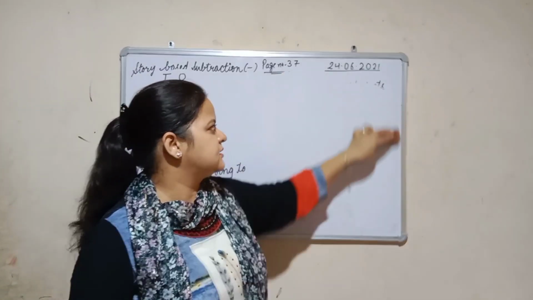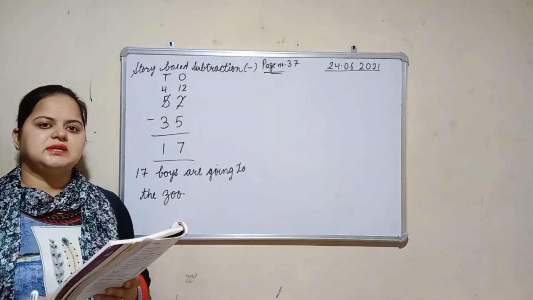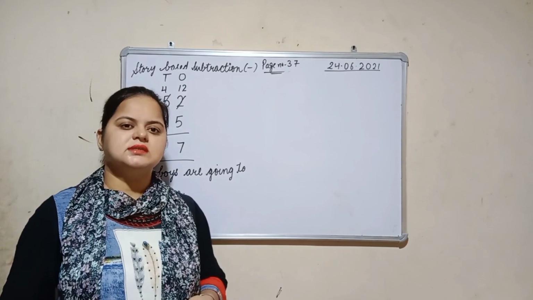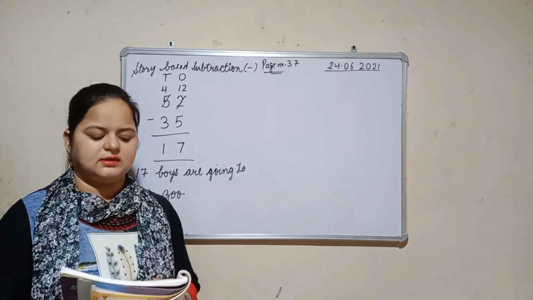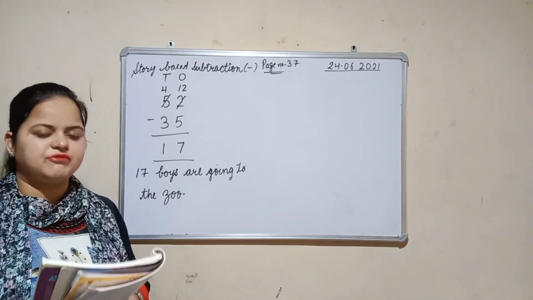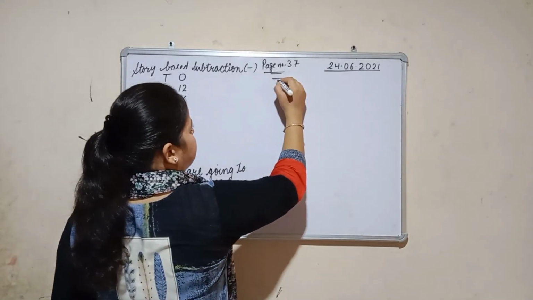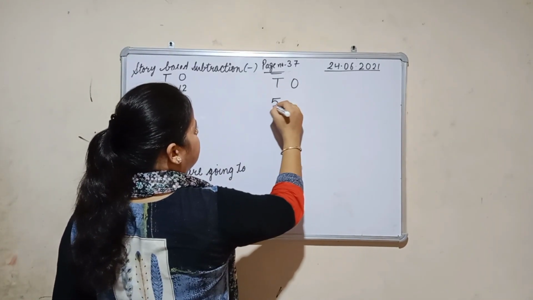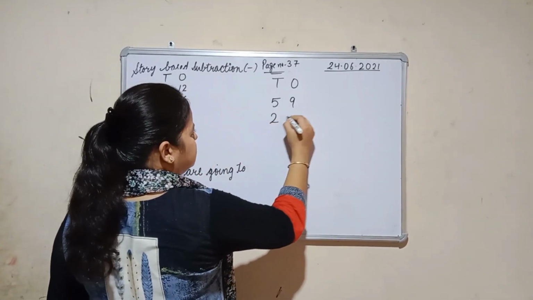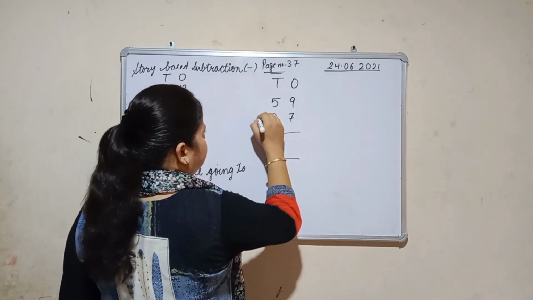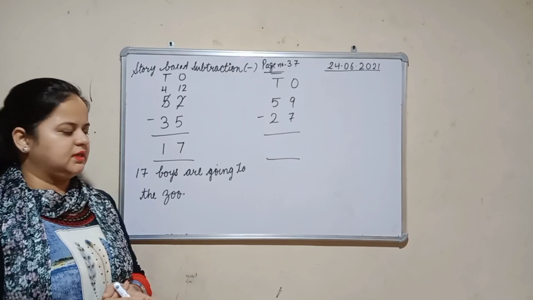Next and the last sum is: Amar has 59 kites. He gave 27 to Karan. How many kites are left with him? Amar has 59 kites. We will write tens and ones. 59 kites and he has given 27 to his friend. How many kites does he have left now?